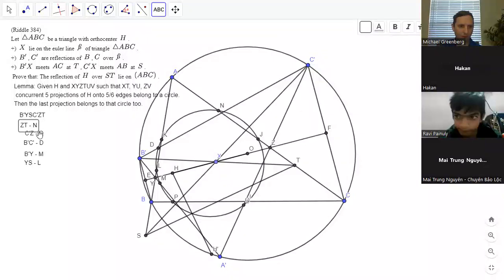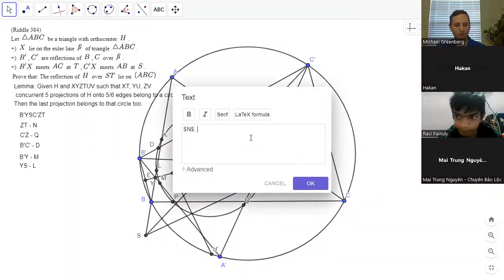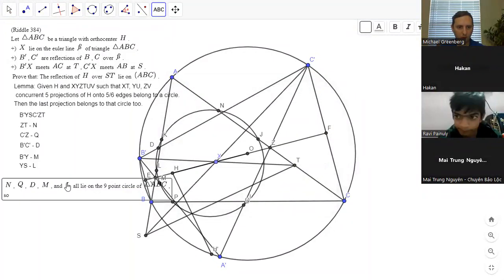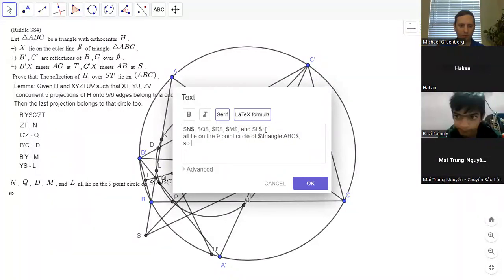Okay. So N, Q, D, M, and L all lie on the 9-point circle of ABC. I wonder if the proof of the lemma uses isogonal conjugates. Triangle ABC. So the perpendicular from H to ST also does.